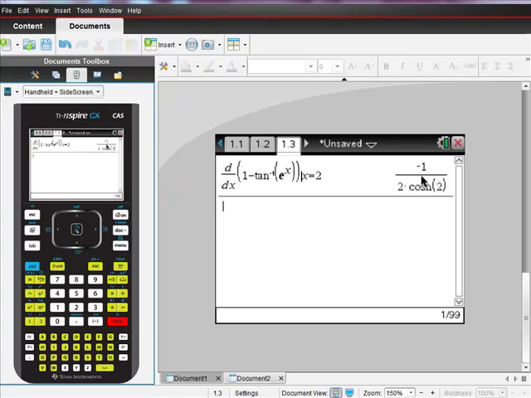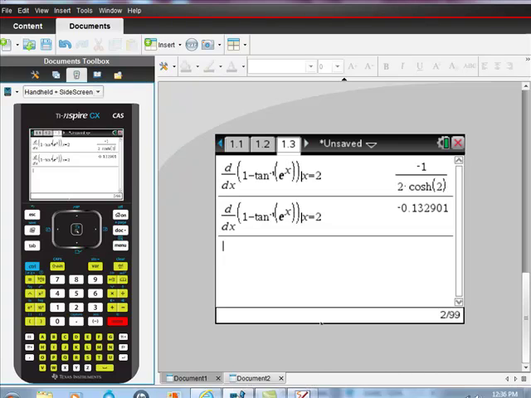Look, it gives me this thing, and you're like, holy crap, how's that going to help me? I can't write that down on the exam. When you see this on your CAS calculator, they're trying to give you an exact answer. But if you need an estimated answer, all you have to do is hit Control and the Enter key, and you get this answer right here.